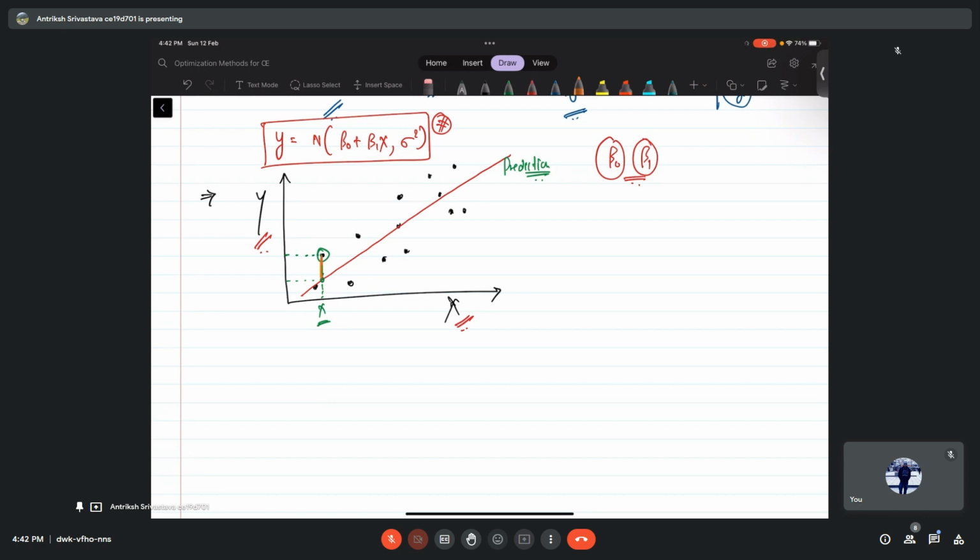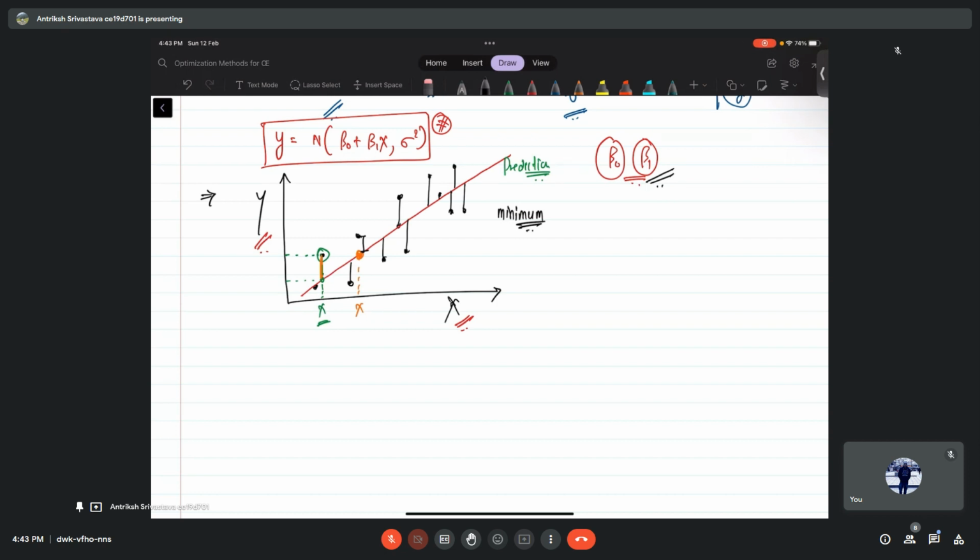Similarly, for this x, this is the value of y we are getting from the prediction, but this is the actual value. So again we have an error here. This line is called the best fit line when you have the parameters b0 and b1 such that the sum of the squared errors is minimum. Then you say that this line is the best line.